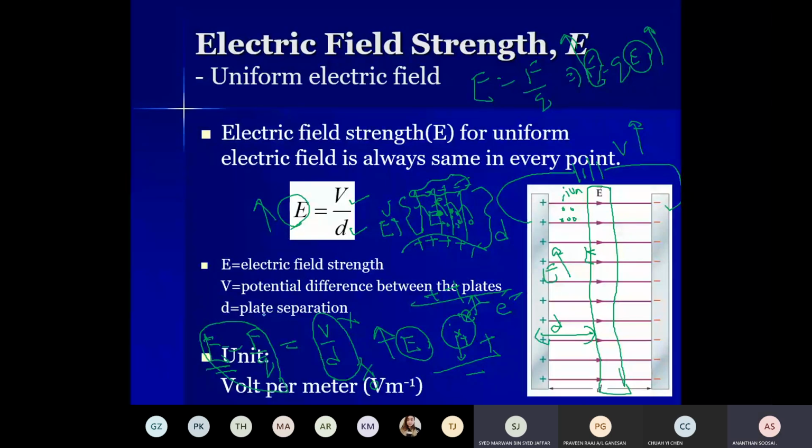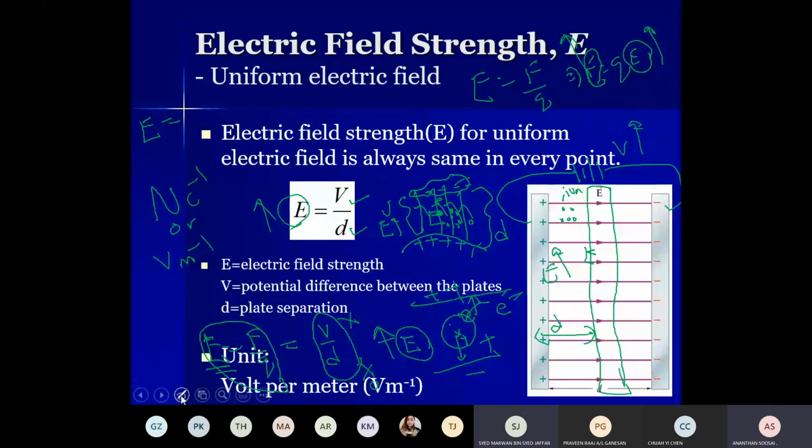Now the electric field strength has another unit. It's called volt per meter. Because V is volt and D is meter, it becomes volt per meter. So you can have newton per coulomb, or you can have volt per meter. Both are units for electric field strength. If you break them into SI base units, you will get the same SI base units.